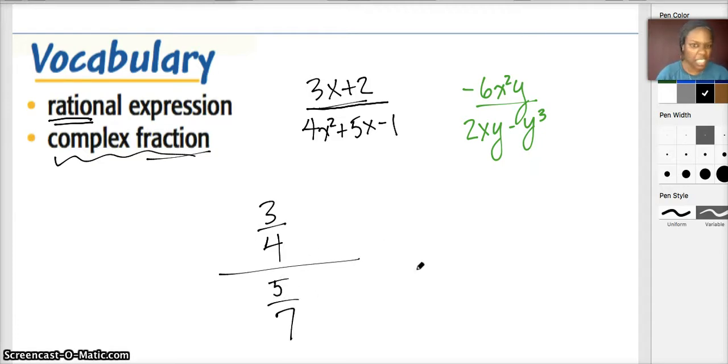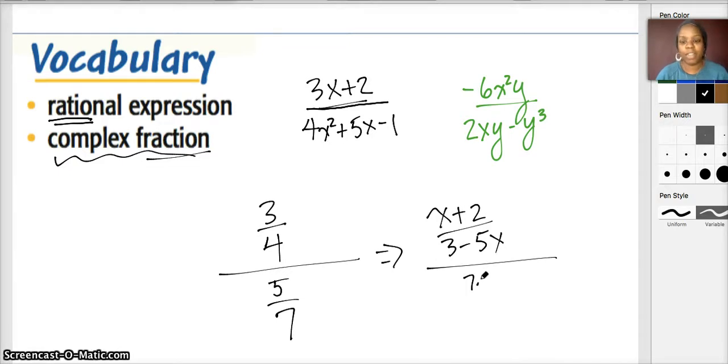That's complex. It doesn't seem that complex. But when we get it into x plus 2 over 3 minus 5x over maybe 7x over, I don't know, x squared minus 1, then you're like, okay, this is complicated. So this is what complex fractions look like, and we'll have some strategies to deal with them.